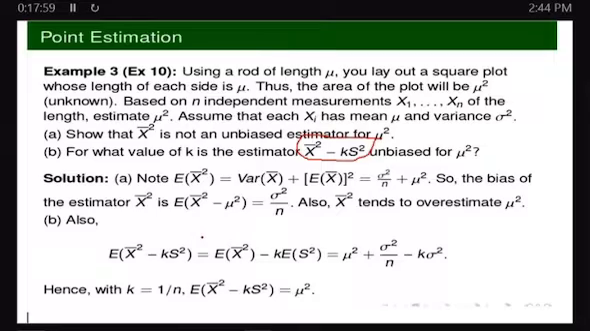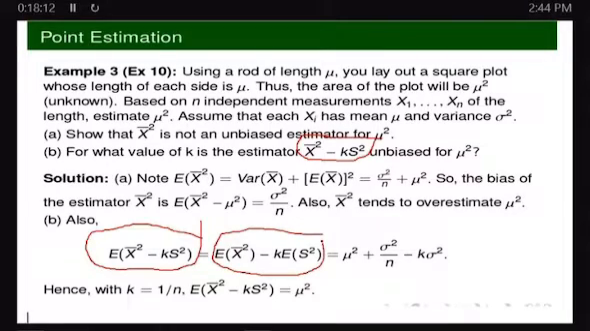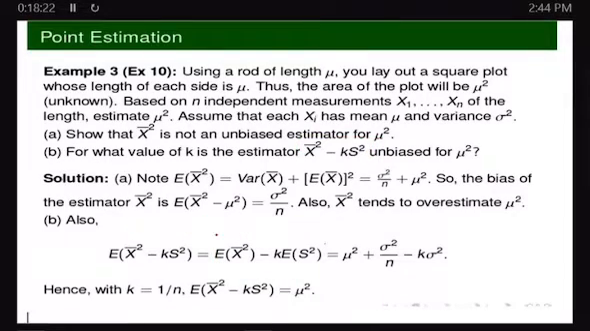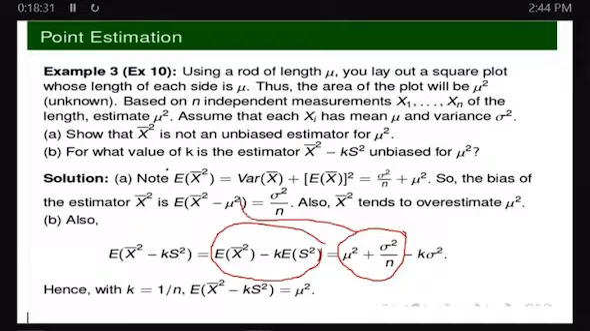Now if you take a look at this guy, when you expand that, taking the expectation of all of that, that's going to give you this. Don't forget k is a constant, that's why it's coming out. Now you remember the other time, if you take a look at this guy, this is the expected value of x bar squared, right? You remember? Mu squared plus sigma squared over n.